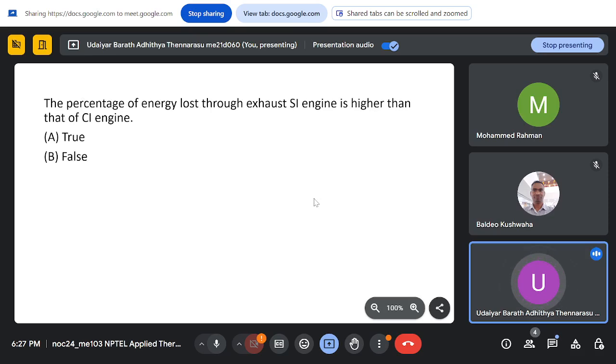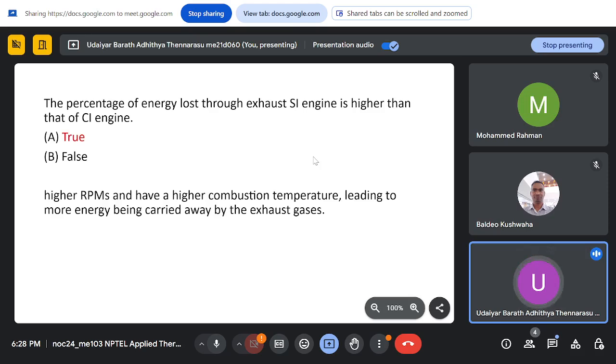The percentage of energy lost through exhaust in SI engine. SI engine is a short form for spark ignition engine, or a petrol engine, you can say, is higher than the CI engine. CI engine is a compression ignition engine, or you can say diesel engine. So the percentage of energy lost through exhaust is higher in SI engine or a CI engine. So if they are saying SI engine is more than CI engine, so answer is true, because SI engine has higher RPMs and it has higher combustion temperatures, which leads to more energy being carried away by the exhaust gases. So answer is true.